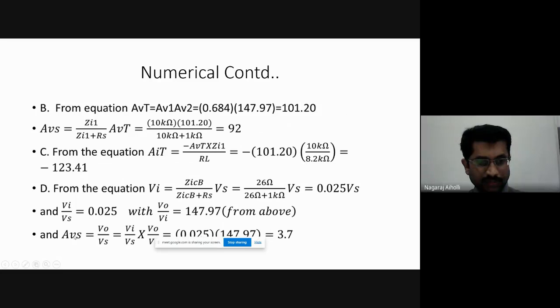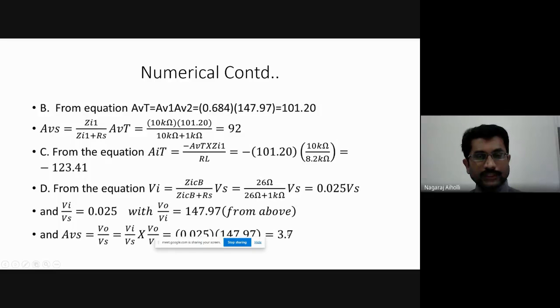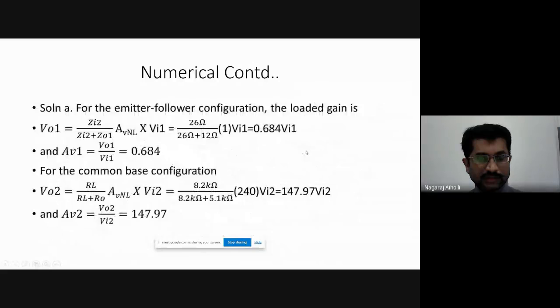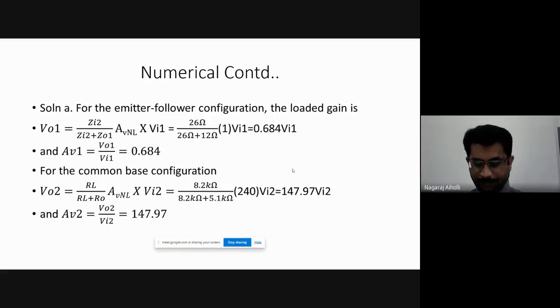So the gain of the common base stage, when the emitter follower stage is removed, is nothing but 3.7. Okay. Did you all note down this, students? Have you all noted down the values? I hope the example is clear to everyone. Any doubts in this example?